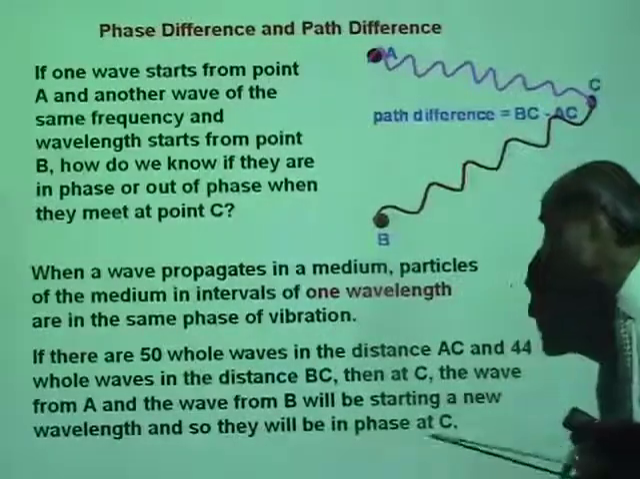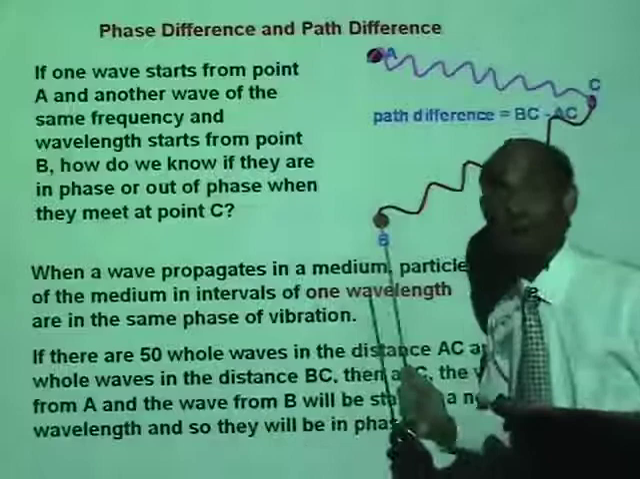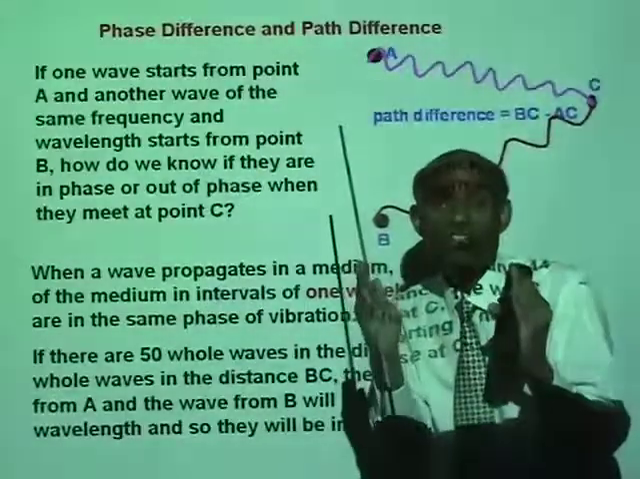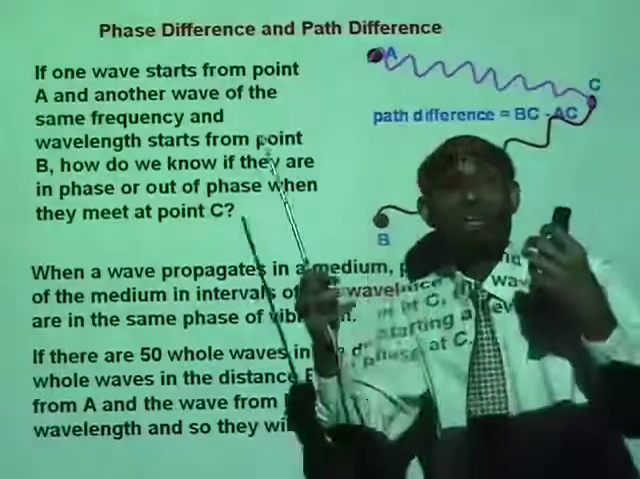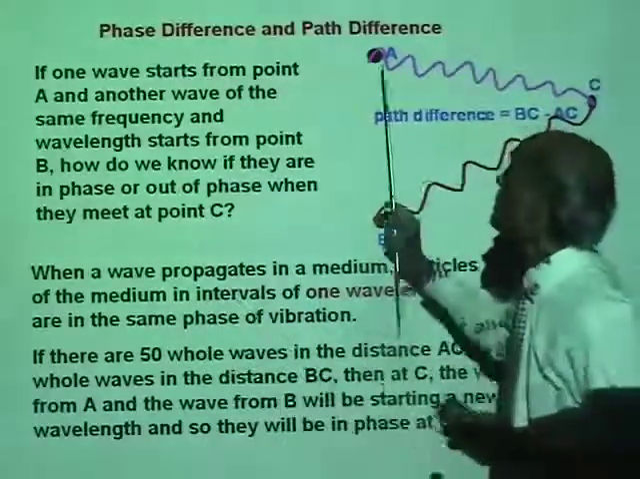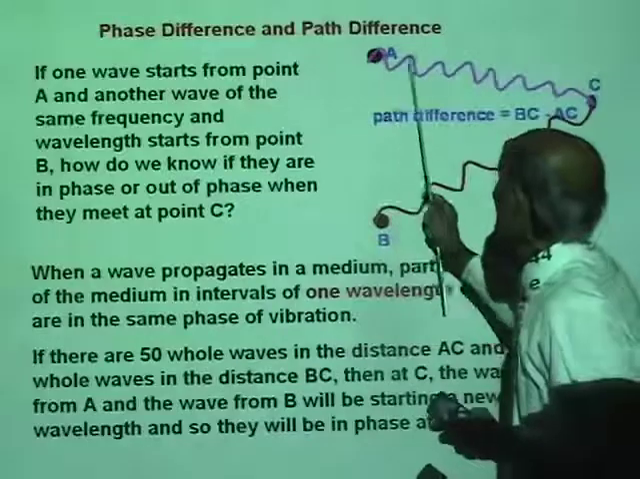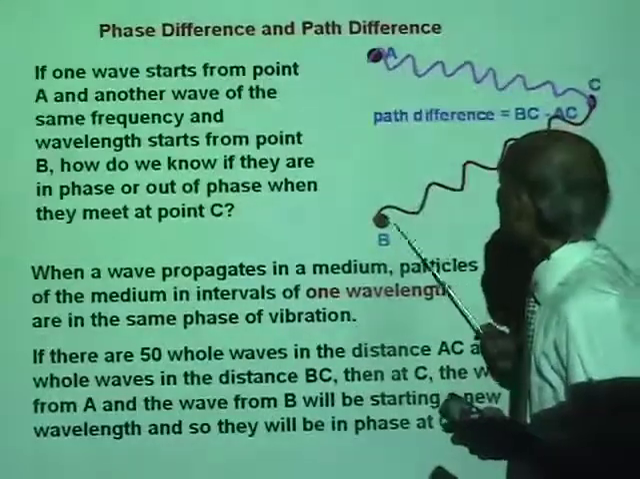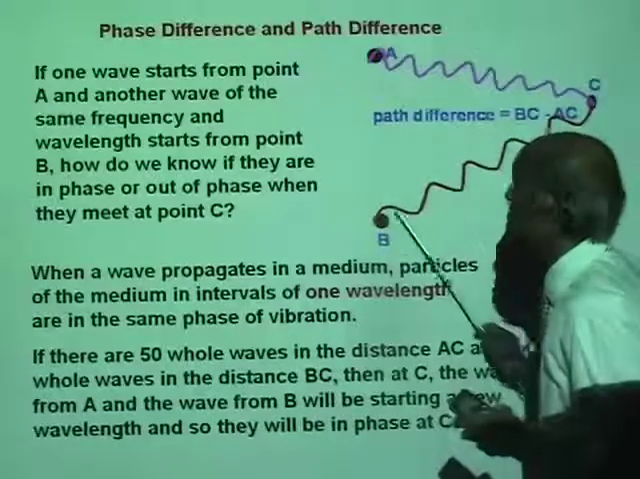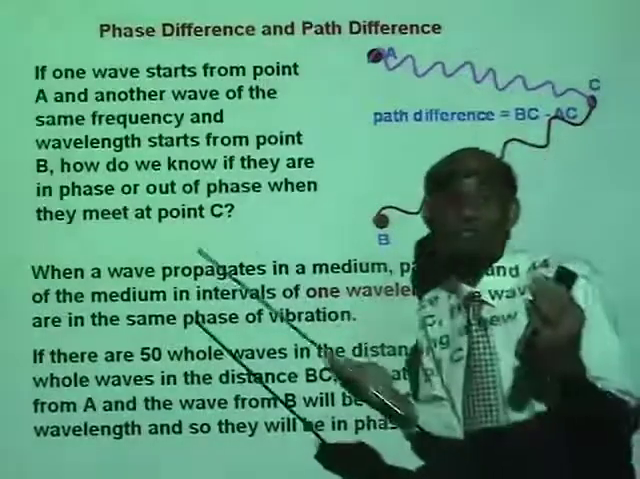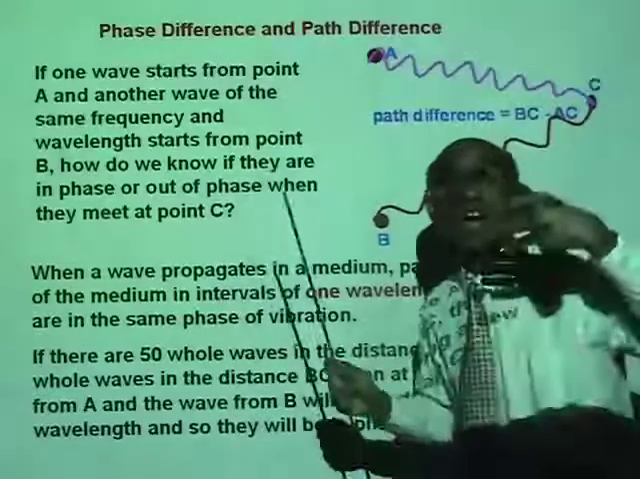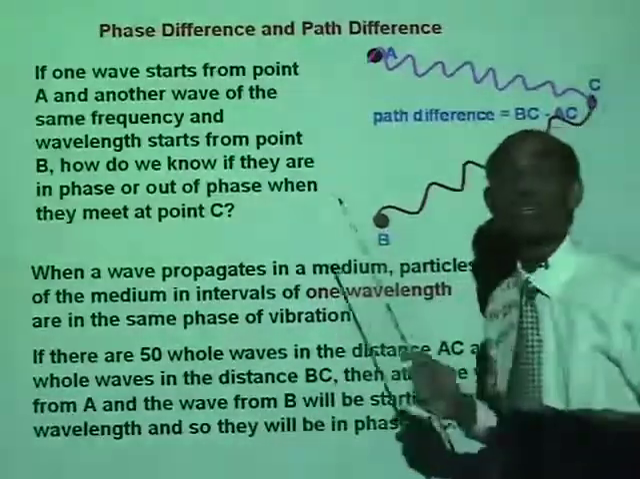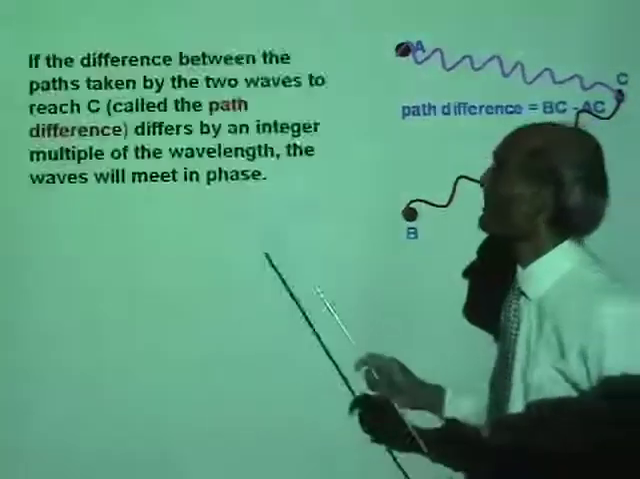Well, they will be in phase because all whole number differences in wavelength will be in phase. In other words, if there are 100 waves in the distance AC and 200 waves in the distance BC, the difference between the two is 100 whole waves. That means they will be meeting in phase.